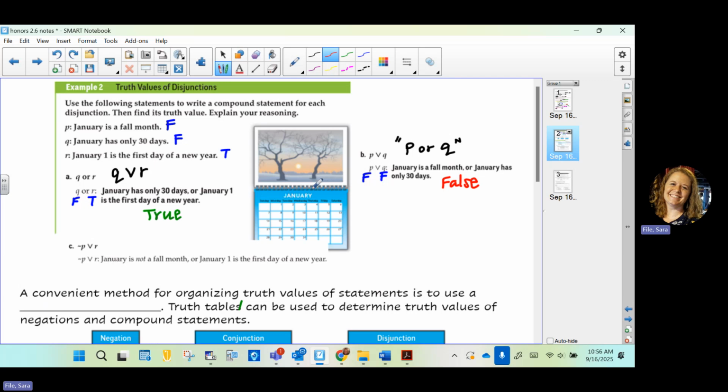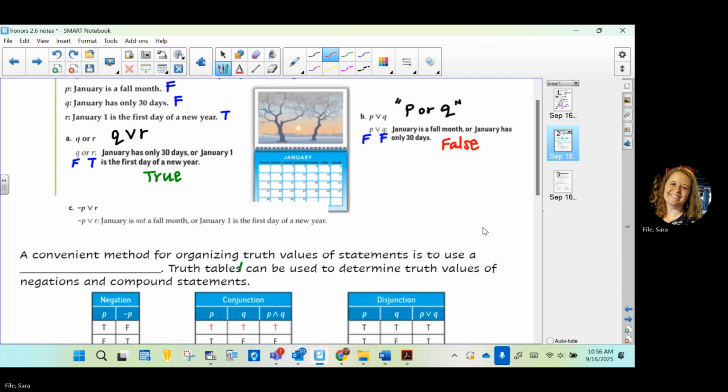Whoa. That is hungry. All right, C, how would I read this symbol? Not P or R. Okay, so I'm going to write that out. How I read that. Not P or R.